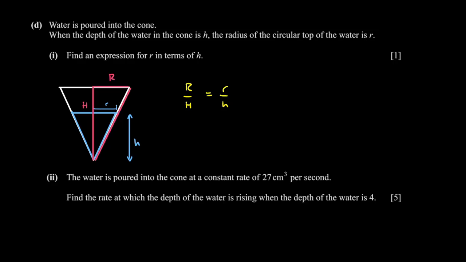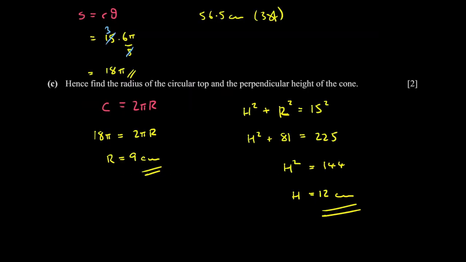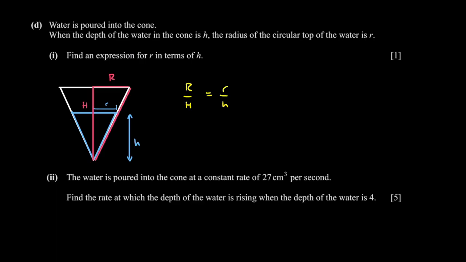And so big R was 9 and big H was 12. So 9 upon 12 must be equal to small r upon small h. And so therefore, rearranging, r is going to be equal to 3/4 of h. So it's just using similar triangles, and I think a clear diagram makes that clear.